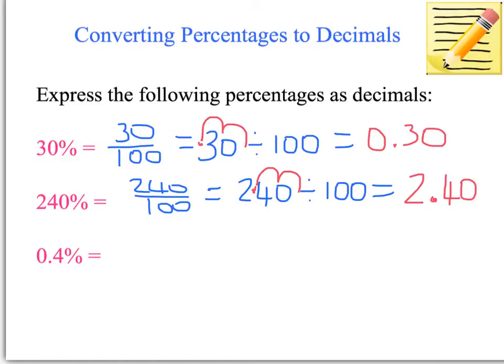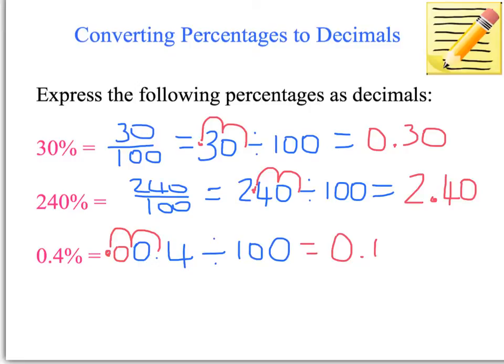Now the last one, 0.4%. So we need to divide 0.4 by 100. So we need to move the decimal place 2 places to the left. So that equals 0.004 as a decimal.